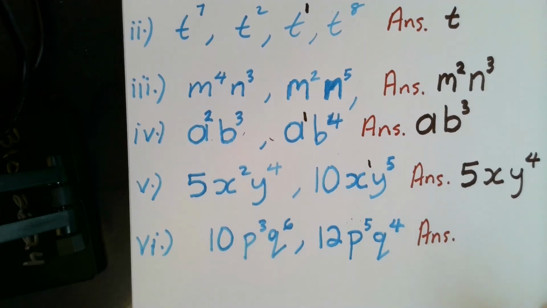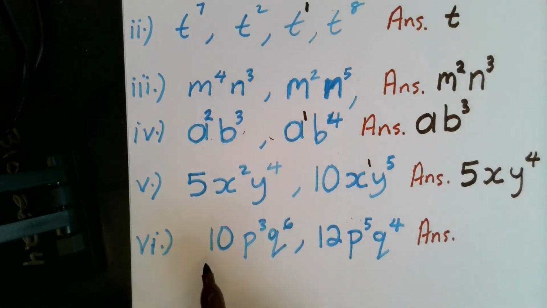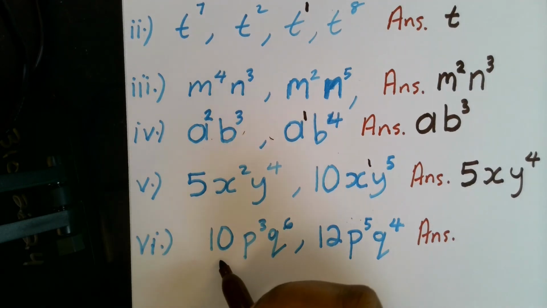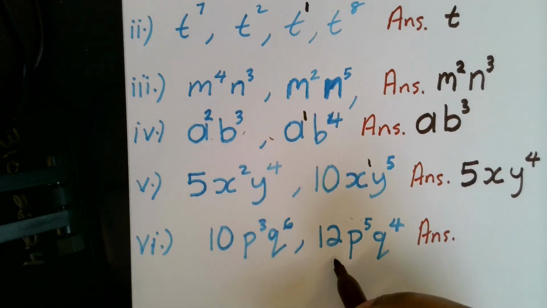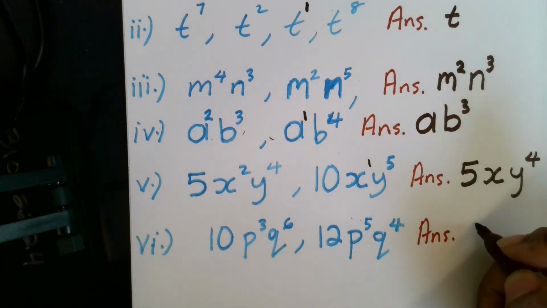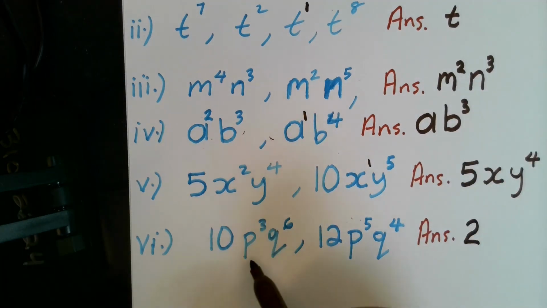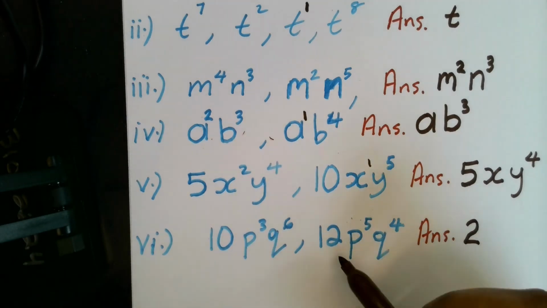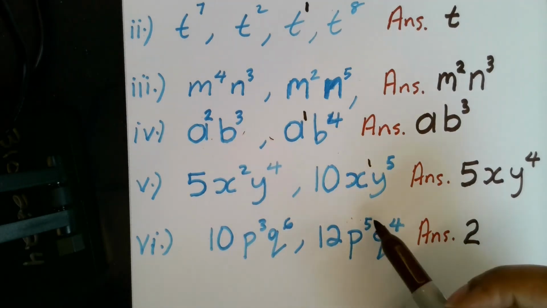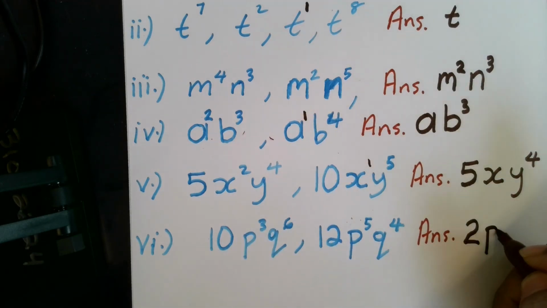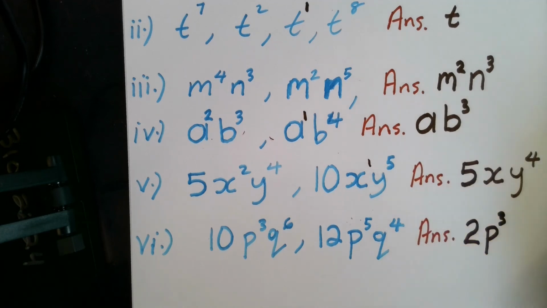And finally, the GCF of these two terms, we're going to find the GCF of 10 and 12 first. All right? The greatest common factor of 10 and 12 is 2. All right? And the greatest common factor of P cubed and P to the 5th power is P cubed. So we choose the term in P that has the smallest exponent.